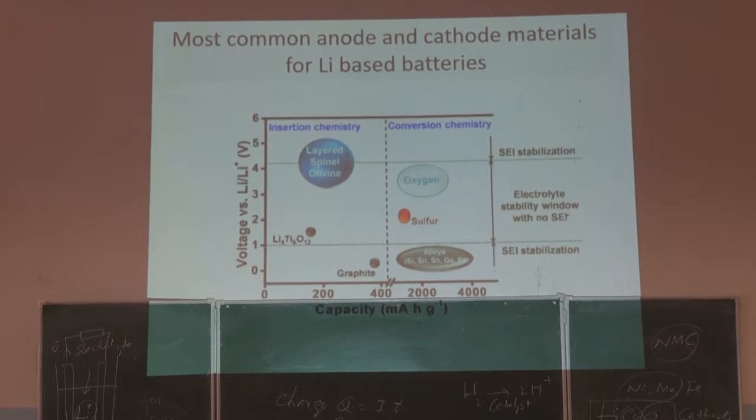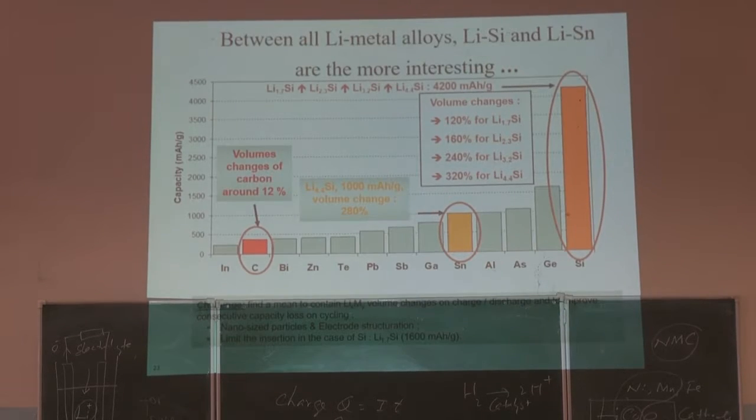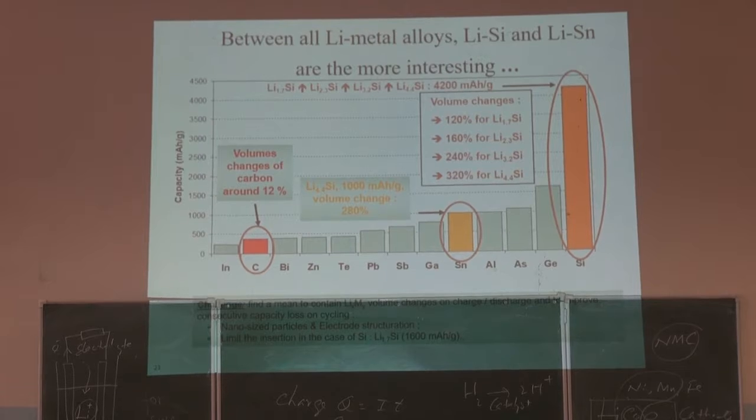I have a nice video here. This one tells you. Look at these numbers. For this graphite carbon, it is 372. Tin has about 1000. Silicon has about 4000. So everybody will jump to use this one, right? That's the best material. But if you use this one, this is what happens.